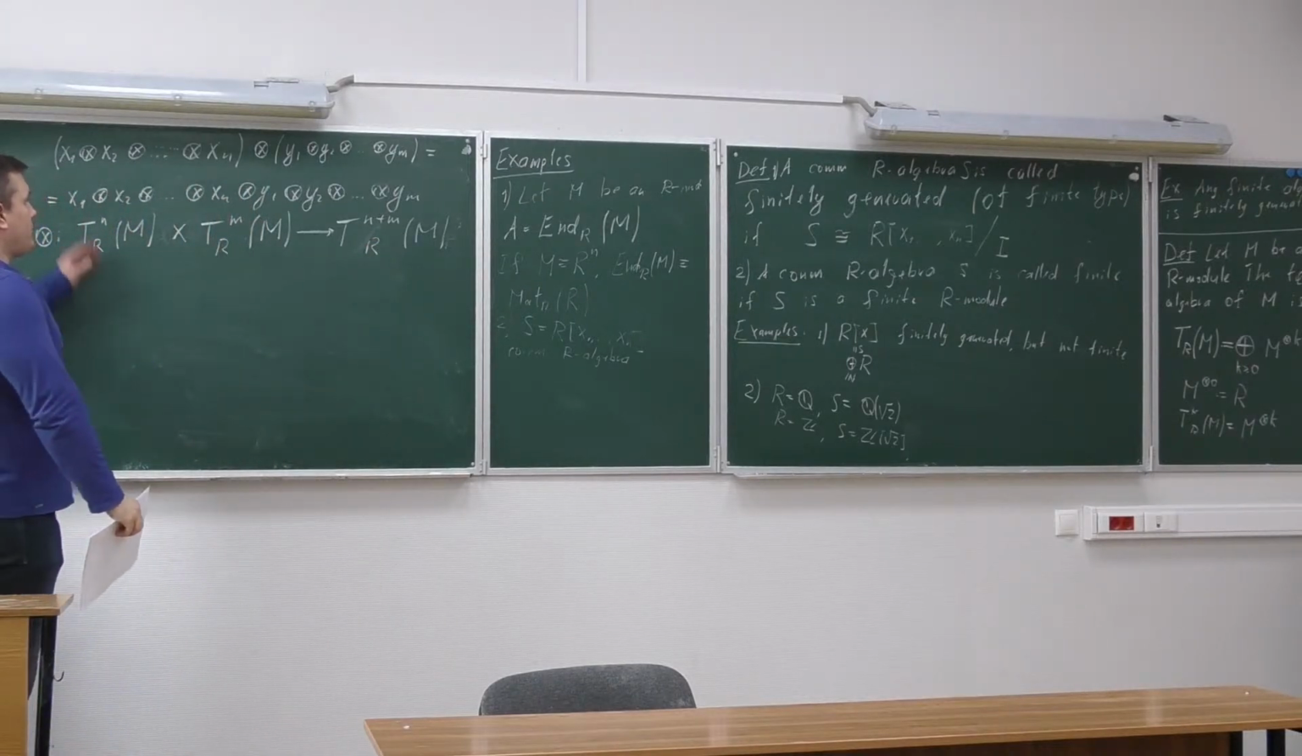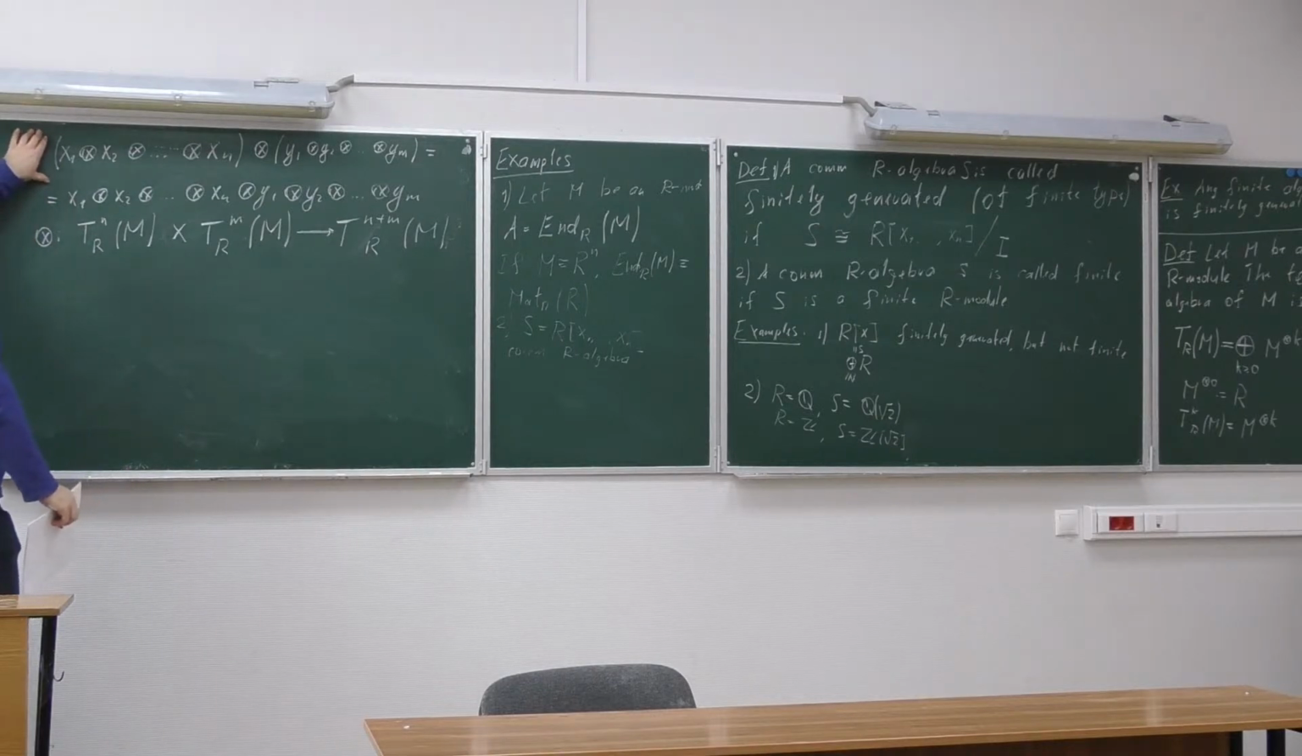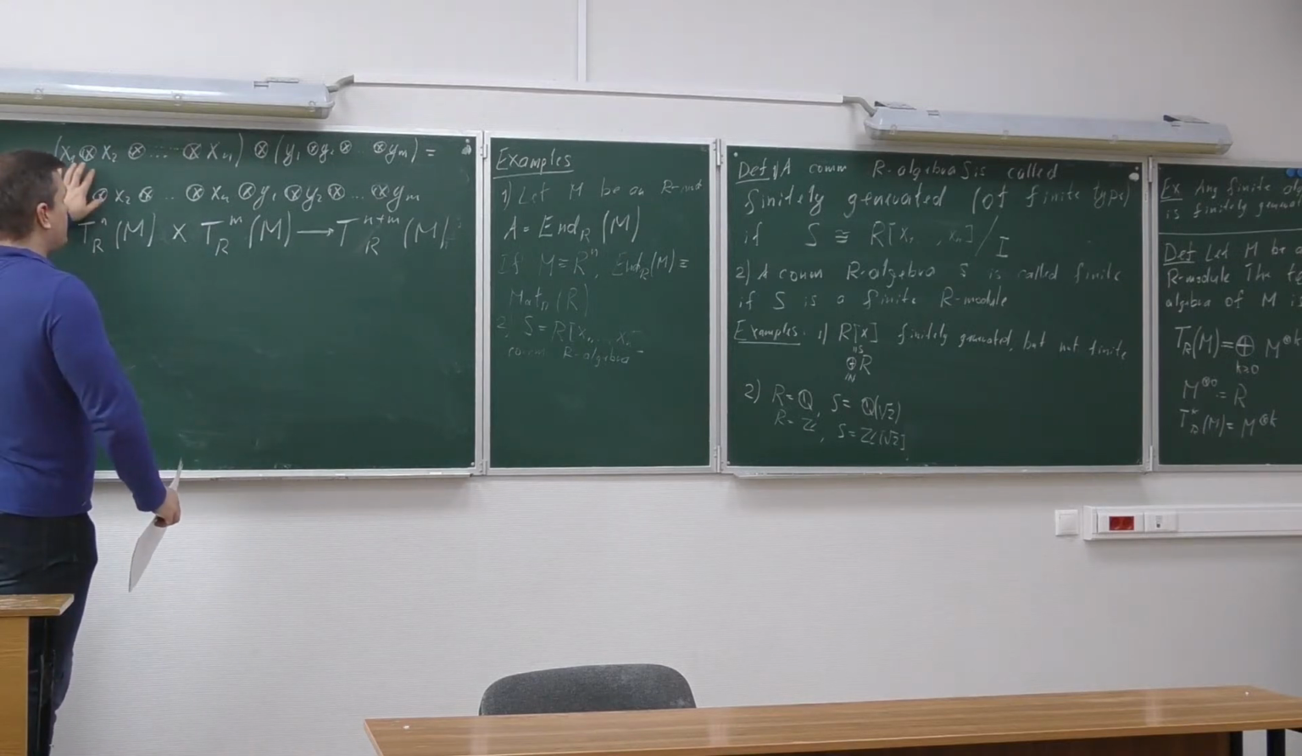And of course, you can convince yourself this is an associative product. If you don't have simple tensors but general tensors, you can just use distributivity to open the brackets. So this is the standard definition of a tensor algebra, with such a concatenation product.